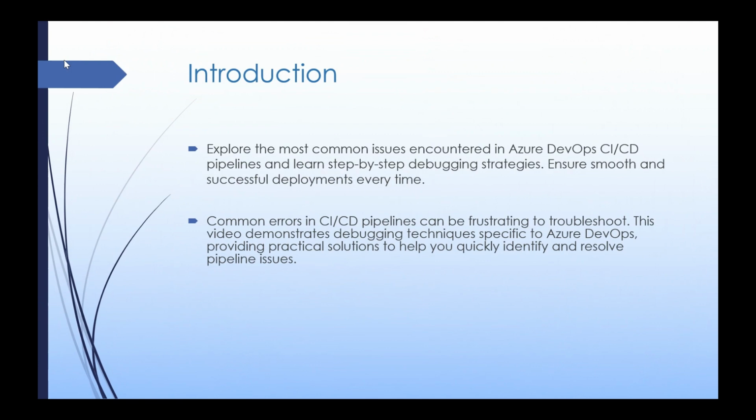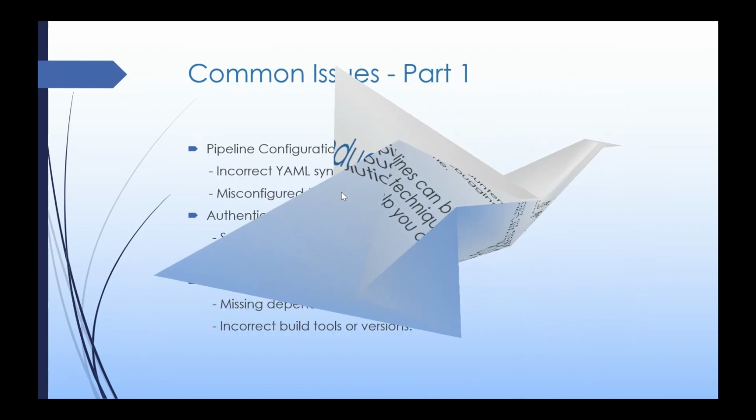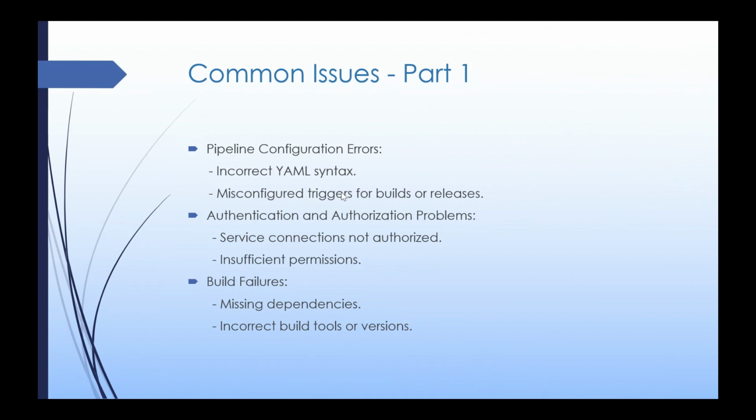As you can see, for the most common issues, if you don't know them, it's very difficult to track them and very difficult to fix them. So make sure you watch this video and understand what issues you generally get and what steps you can take to troubleshoot and fix them. Okay. First, let's discuss the common issues we generally get while working with CI/CD pipelines in Azure DevOps.